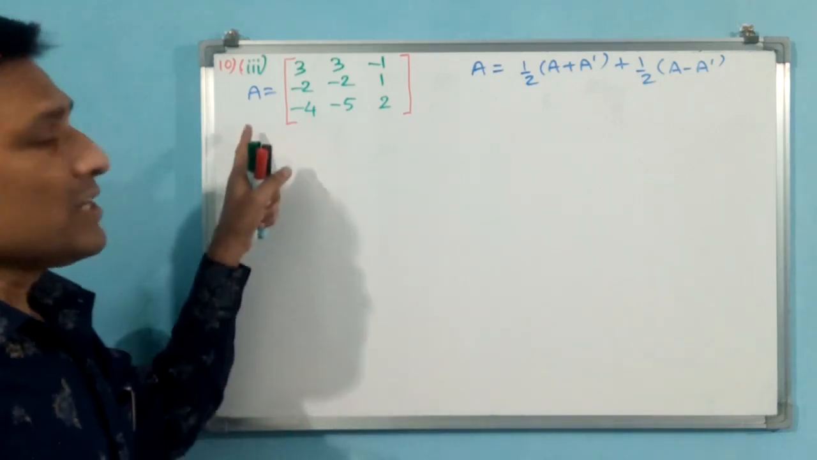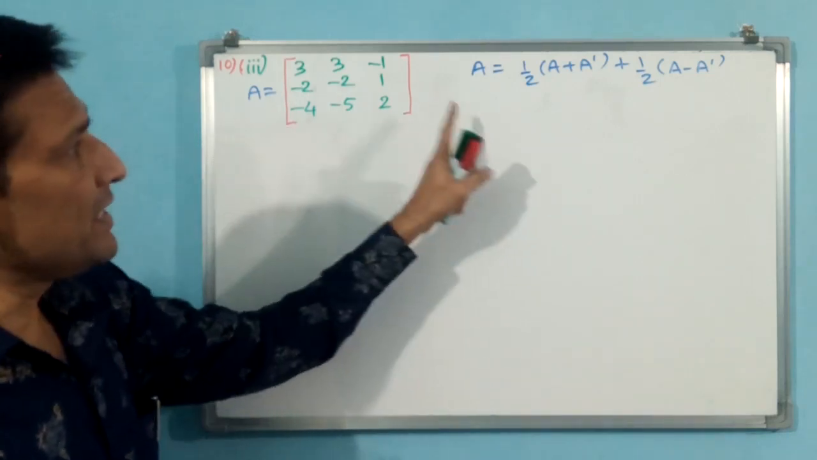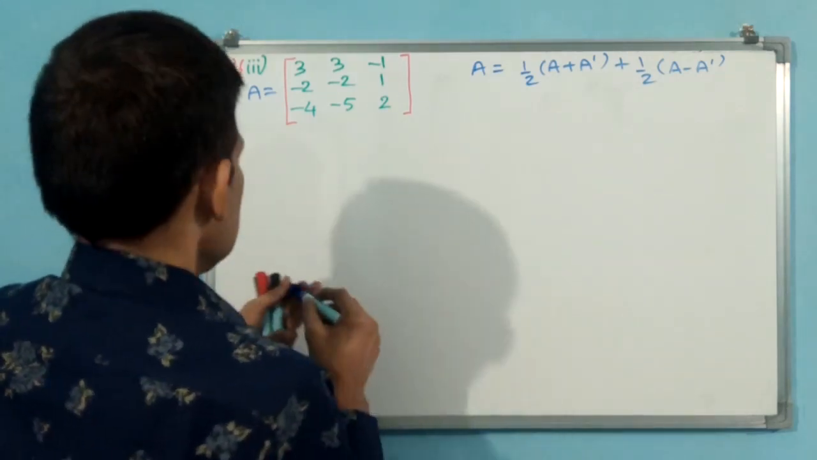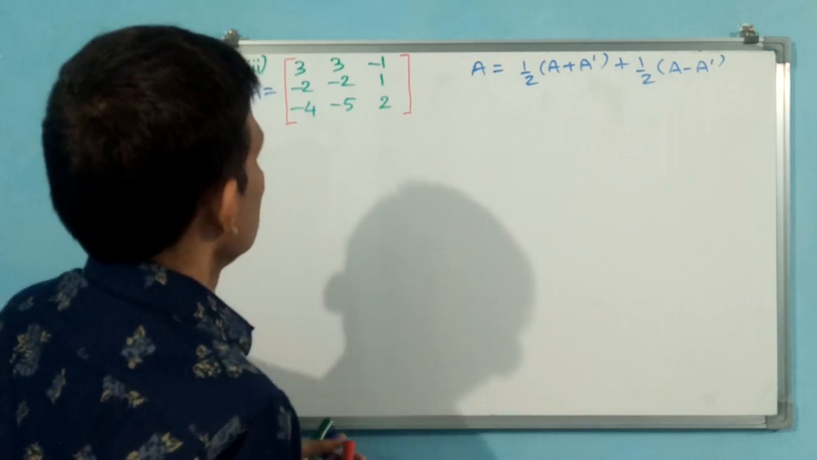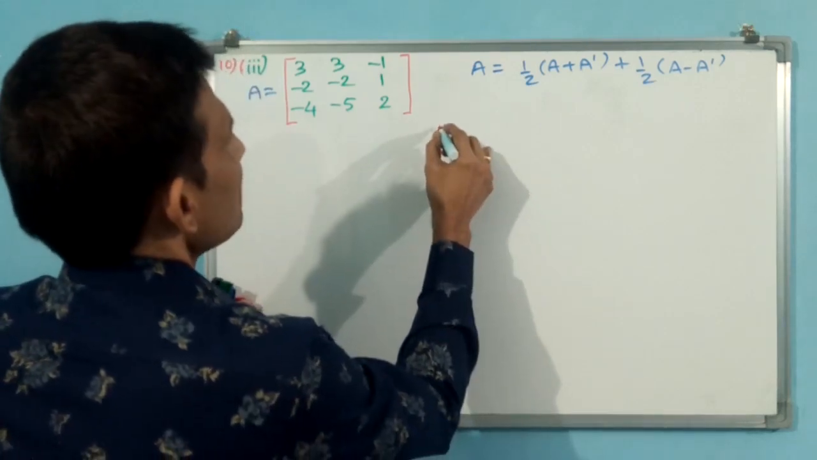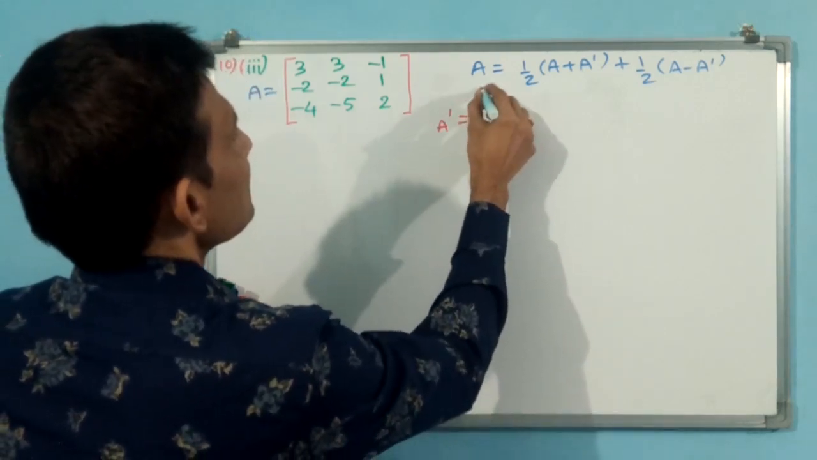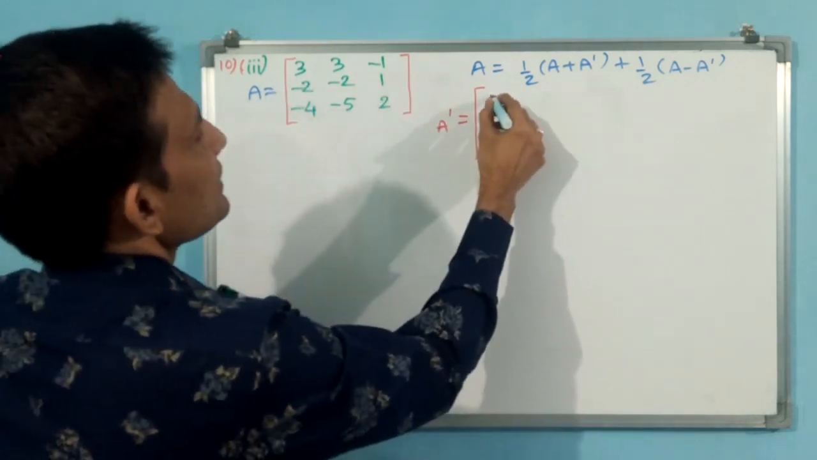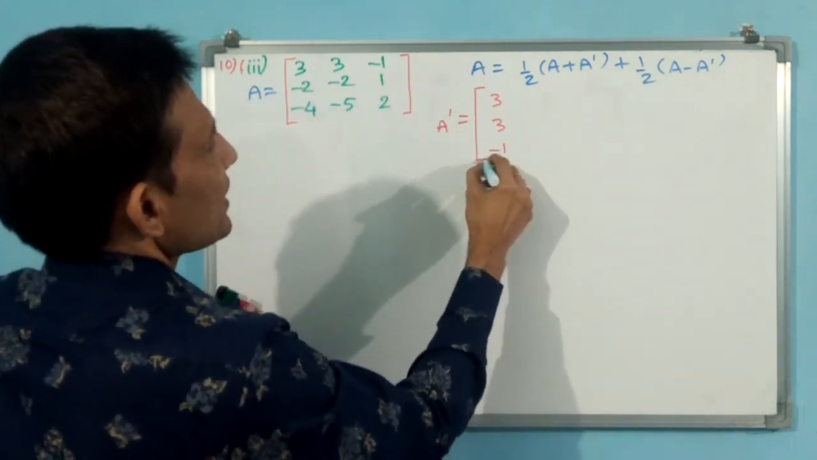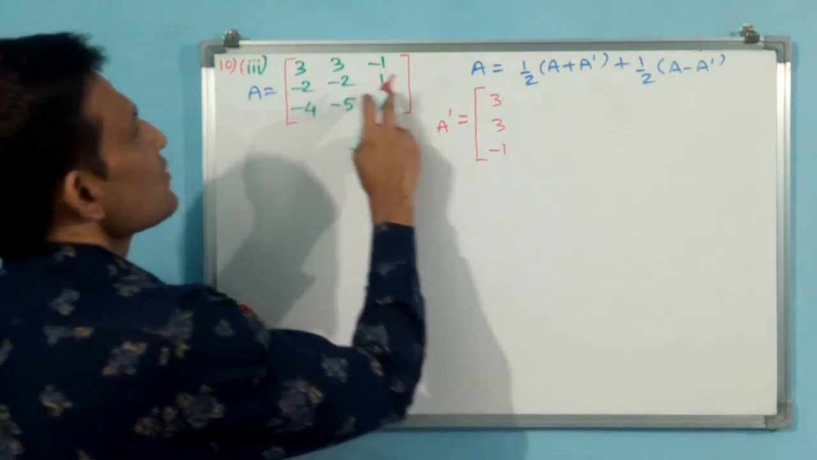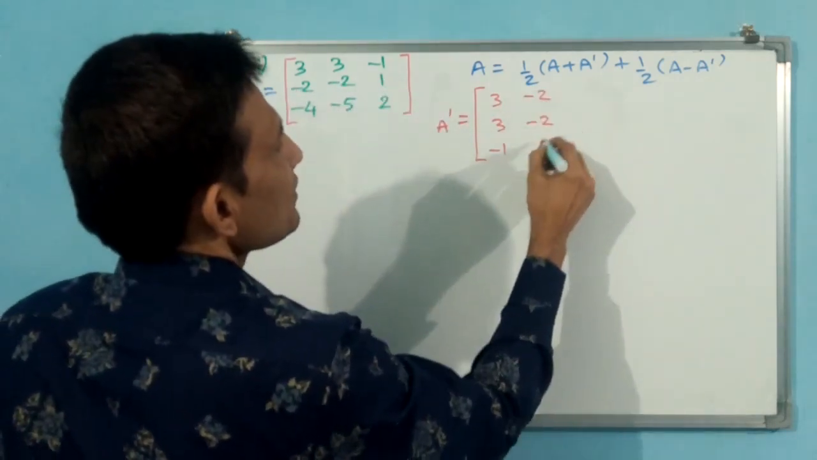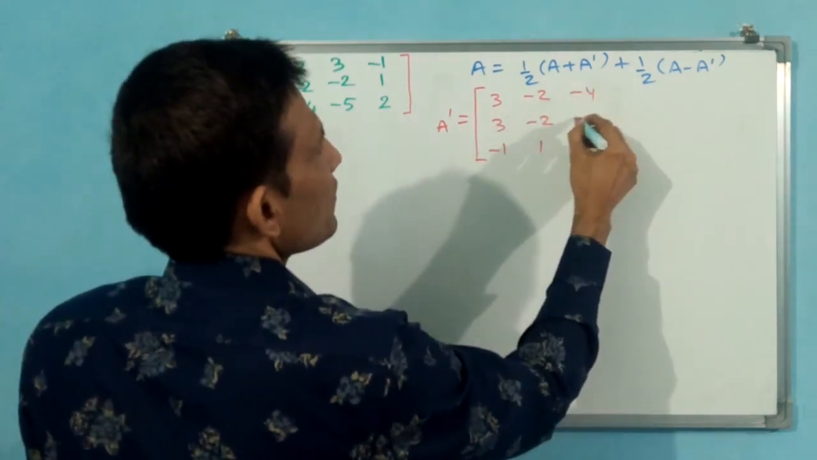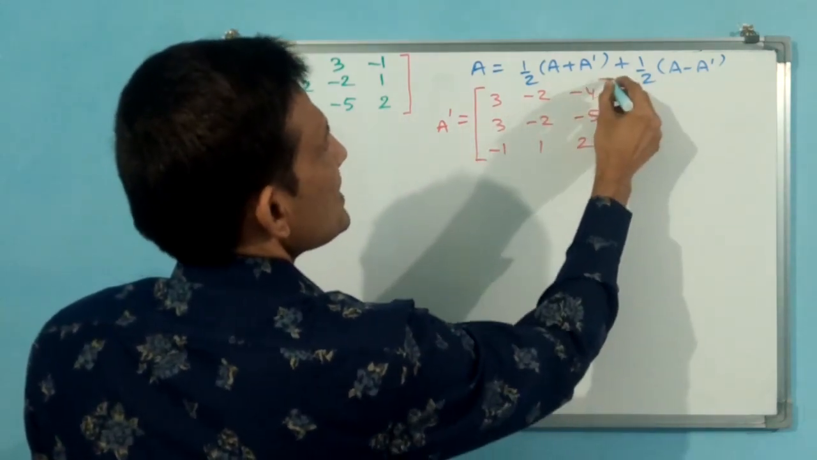Let us do it. See here also, A is on the left side, then A transpose I am taking on this side. Let me do it. A transpose is equal to 3 3 minus 1, minus 2 minus 2 1, minus 4 minus 5 2.